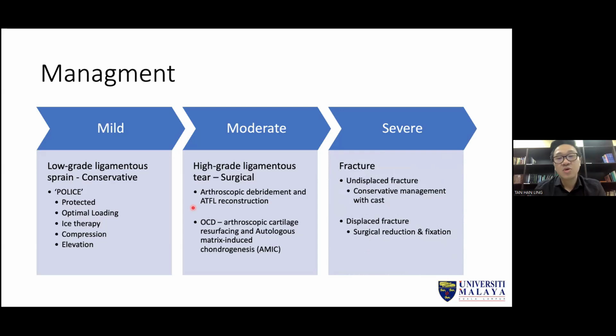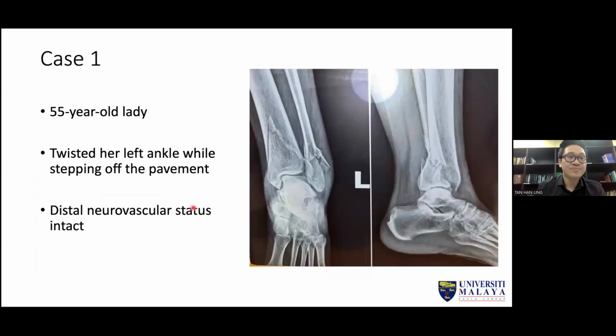And lastly, the severe form is the one that has fractures. Depending on the fracture, whether it is undisplaced or displaced, if it is undisplaced, the patient can just go for conservative management with casting. If it is displaced, surgical reduction and internal fixation would be required. So after this, I will just present a few examples of cases of different severity.